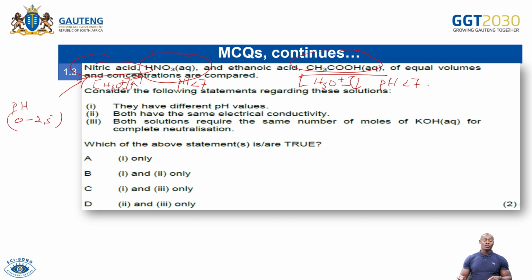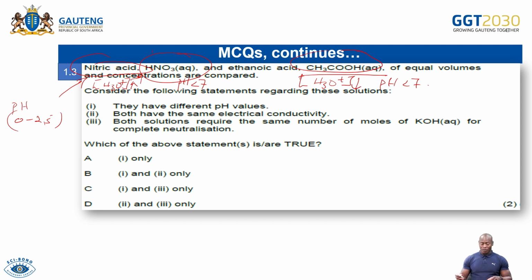Then when it comes to ethanoic acid, remember there is a low concentration of hydronium ions. Oh, you wanted me to repeat the meaning of ionization, right? So there's ionization and there's dissociation. When you talk of ionization, covalent compounds ionize when they're dissolved in water, and ionic compounds dissociate when they are dissolved in water, right?